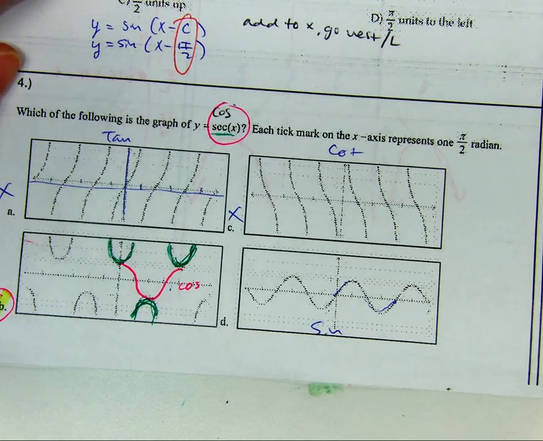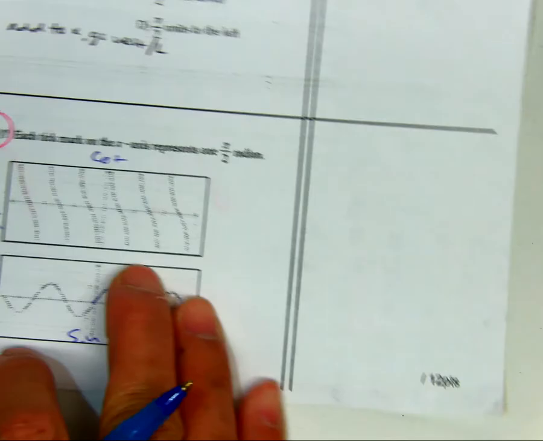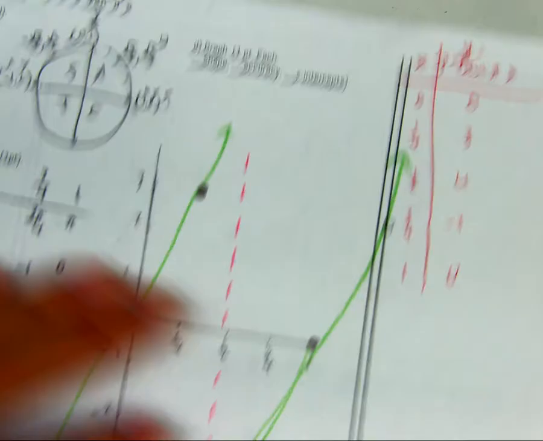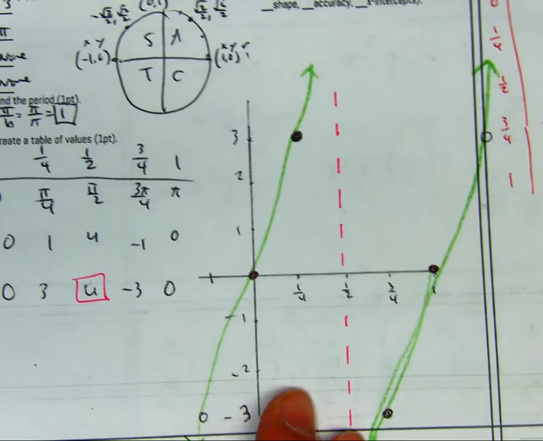Okay. All right, that side was out of 12 points. There's that side. Zoom out here.